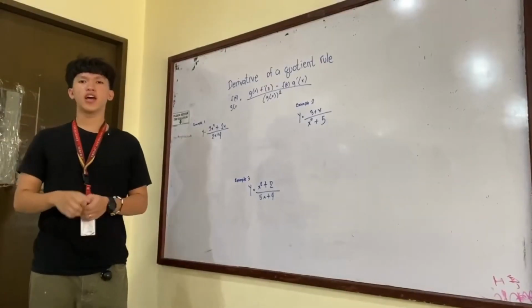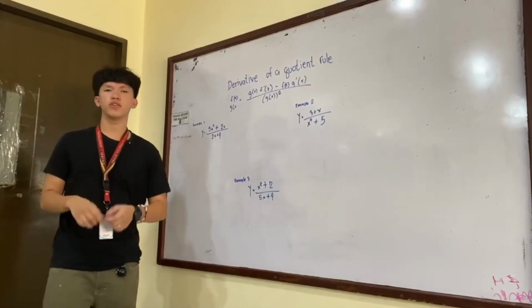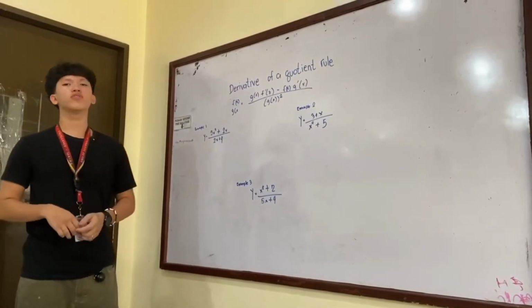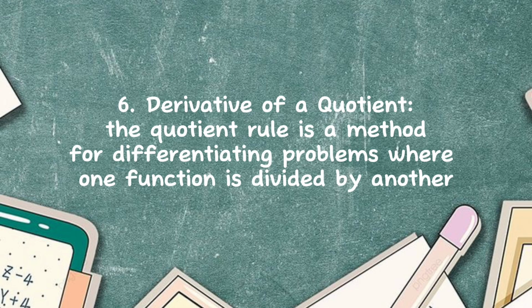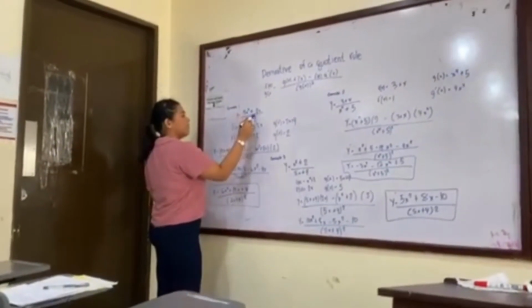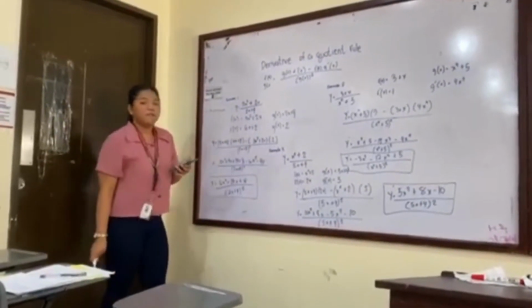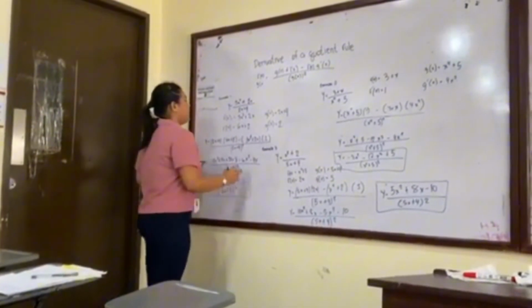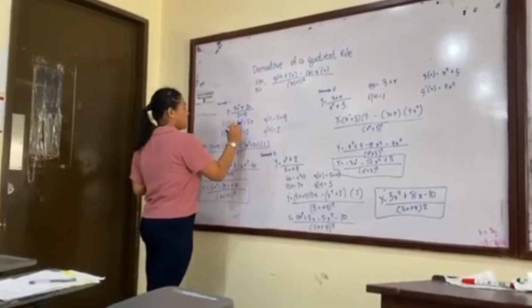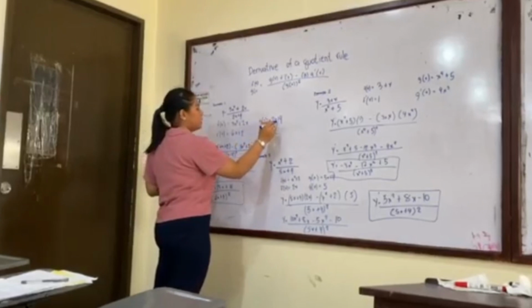Yes, Jana, I would like you to stand up and answer the 3 questions provided on the board about the derivative of a quotient rule. The quotient rule is a method for differentiating problems where one function is divided by another. For example, y is equal to 3x squared plus 2x over 2x plus 4. First, identify f of x and g of x. Our f of x is 3x squared plus 2x and our g of x is 2x plus 4.